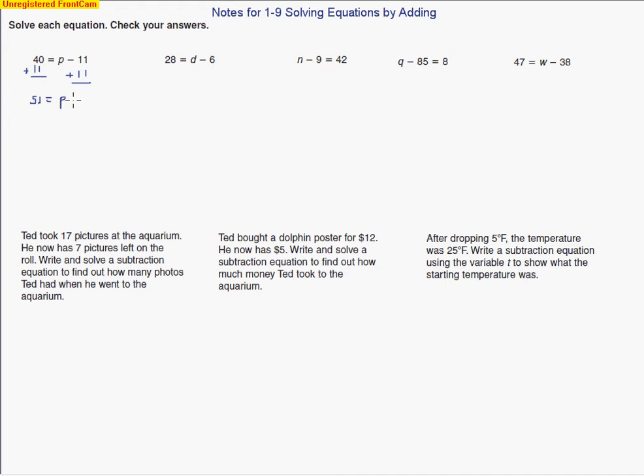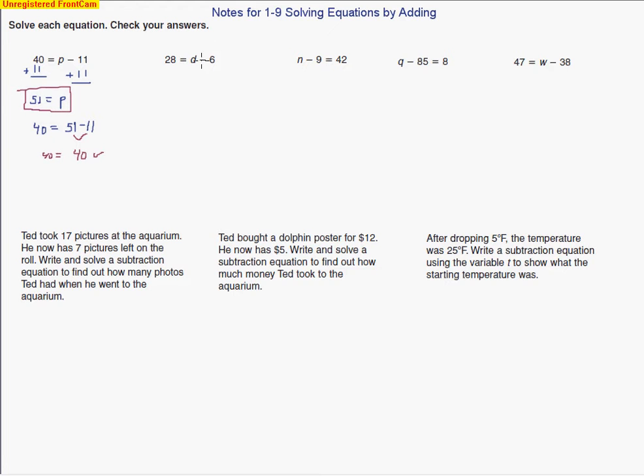Well, I want to check to make sure I'm getting the right answer, so I'm going to go ahead and substitute this 51 back in for p. So in place of p, I put 51 and then minus 11. So I go ahead and do some work here. Subtract the 11 from 51, and that gives me 40. And since the two numbers do equal, that means I did the problem right. So 51 is the answer.